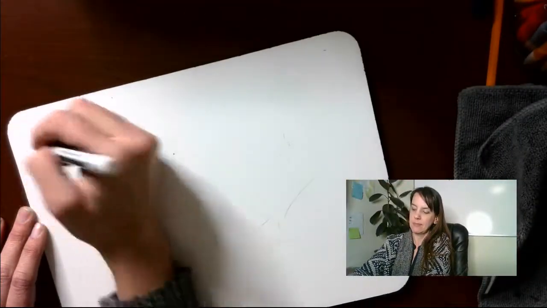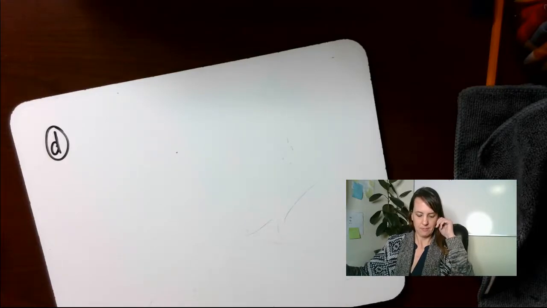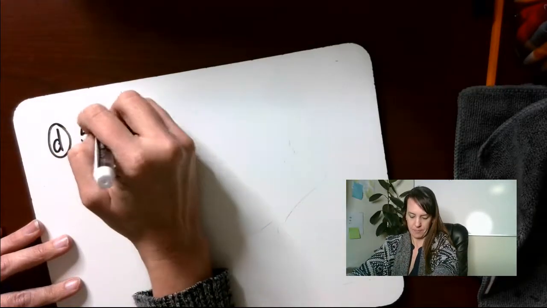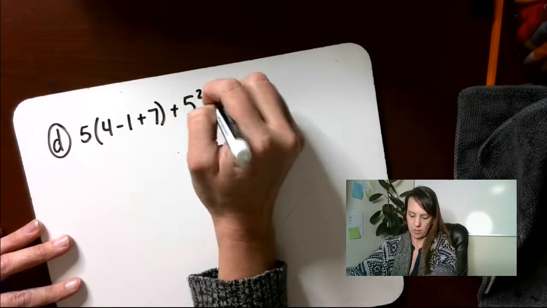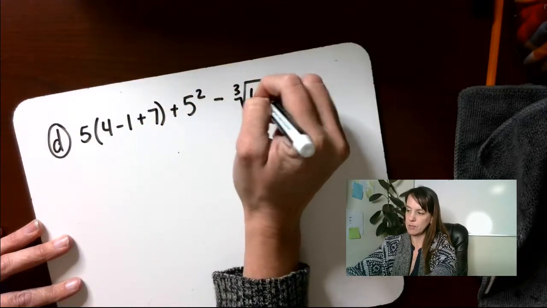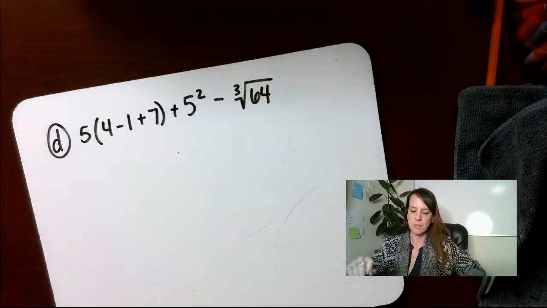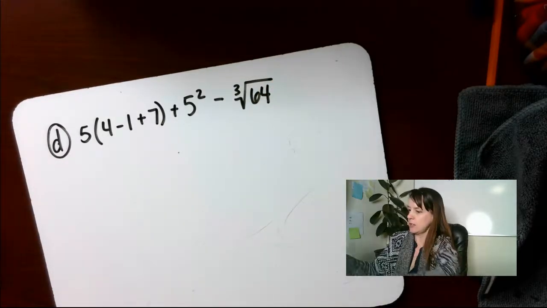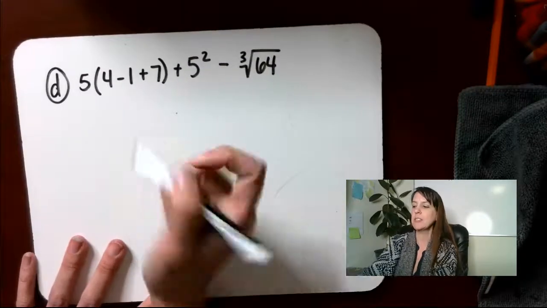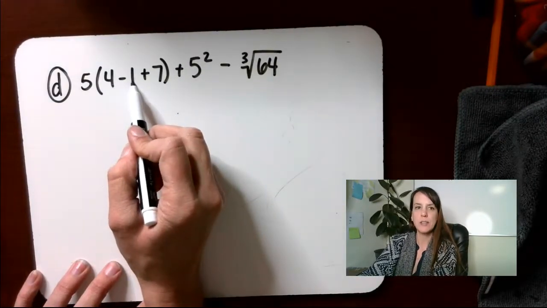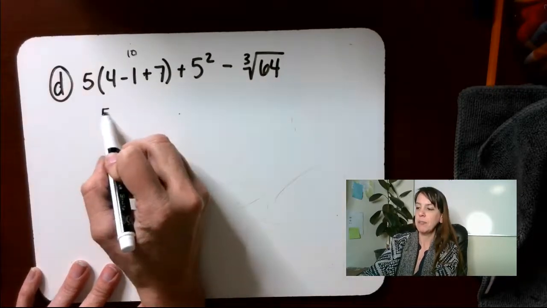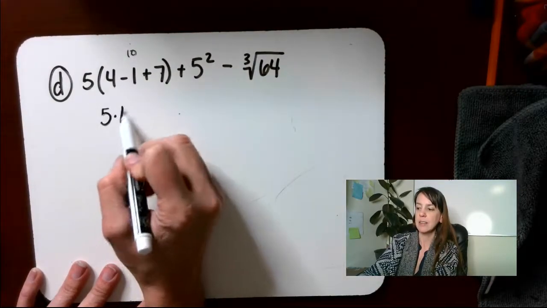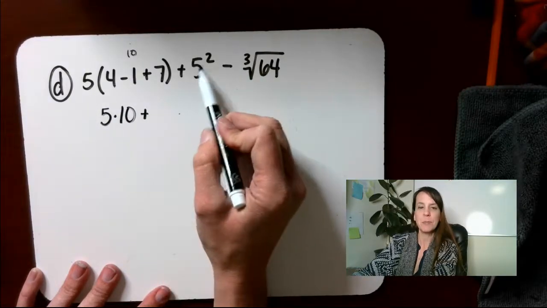All right, let's look at D. 5 times (4 minus 1 plus 7) plus 5 squared minus the cube root of 64. All right, so let's do this. We're going to do everything that's in those parentheses first. 4 minus 1 is 3 plus 7 gives us 10, right? So we know it's going to be 5, and then the operation here is 10 times 10 plus, at the same time, we can do these things.